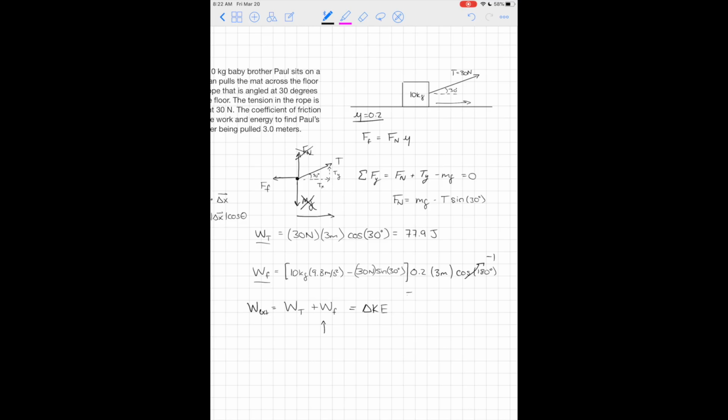And so when I calculate all of this out, I do 10 times 9.8 minus 30 times sine of 30, multiplied by 0.2 multiplied by 3, and I get negative 49.8 joules. So when I look at the total amount of work done by the environment, 77.9 minus 49.8, I get 28.1 joules done.